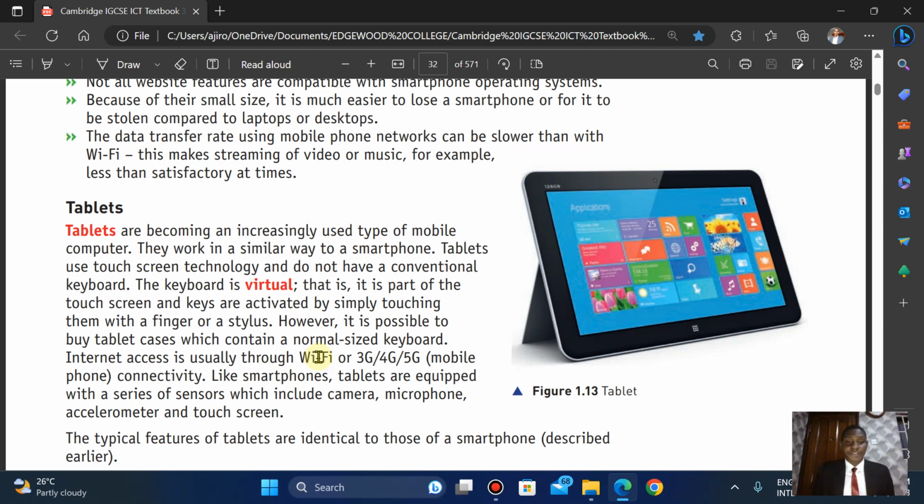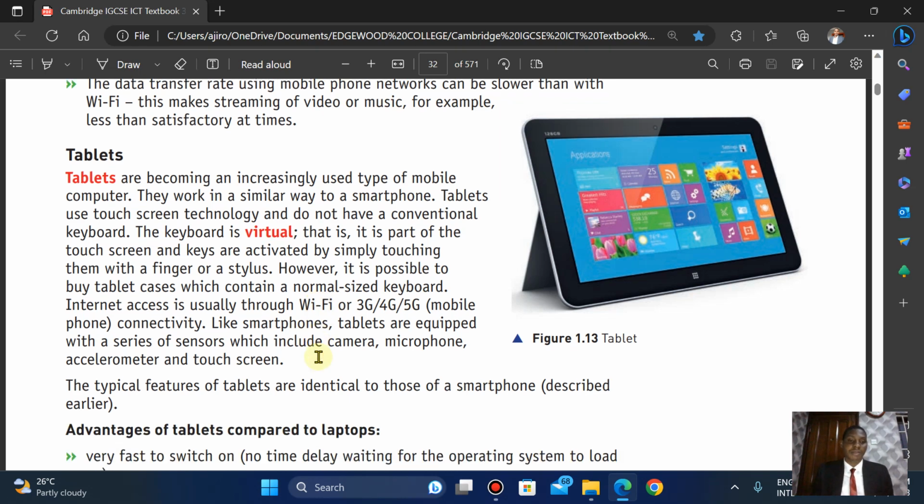You can buy them which contain a normal size keyboard. Okay, so you could buy the tablet which has a tablet casing. So it comes on its own, but you could buy a peripheral, which is like a keyboard, to just help you do that. They also use the 3G, 4G, and 5G as well.